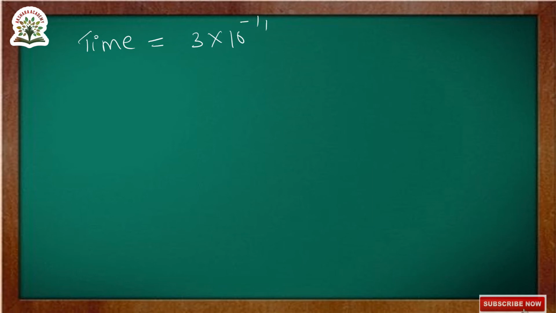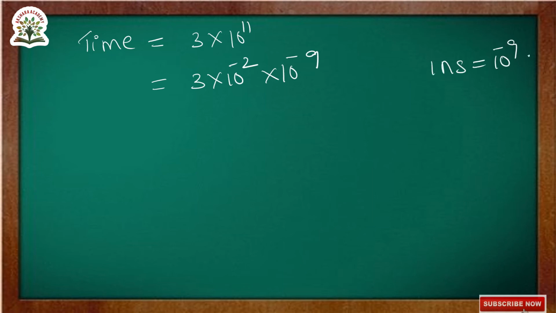So 3 into 10 to the power of minus 11 can be written as 3 into 10 to the power of minus 2 into 10 to the power of minus 9. 1 nanosecond is equal to 10 to the power of minus 9 seconds. So in the place of 10 to the power of minus 9 seconds, we are writing this 3 into 10 to the power of minus 2 as 0.03 into 10 to the power of minus 9. We are converting seconds into nanoseconds.